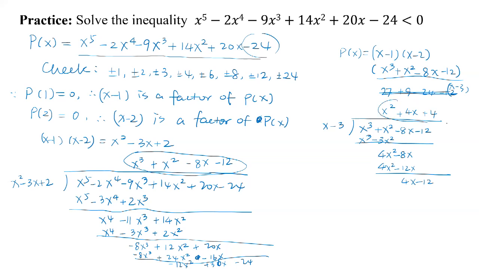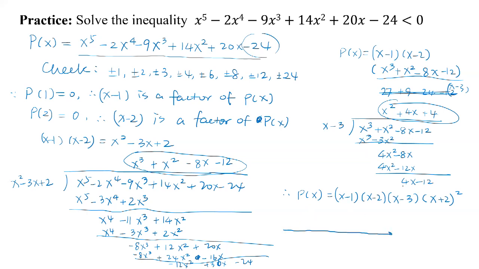Okay, as we can see here, the third factor can be further factored to (x minus 3) times (x squared plus 4x plus 4), right? And note that x squared plus 4x plus 4 is the square of x plus 2, right? So p(x) can be factored to (x minus 1) times (x minus 2) times (x minus 3) times (x plus 2) to the power of 2, right? Okay, next, we need to sketch the graph of p(x).